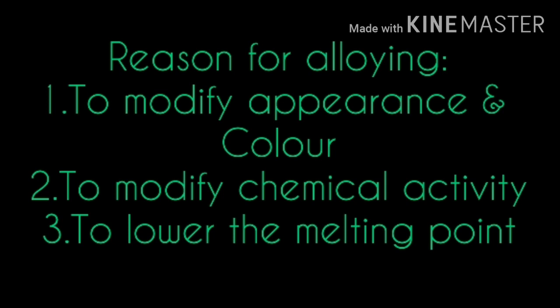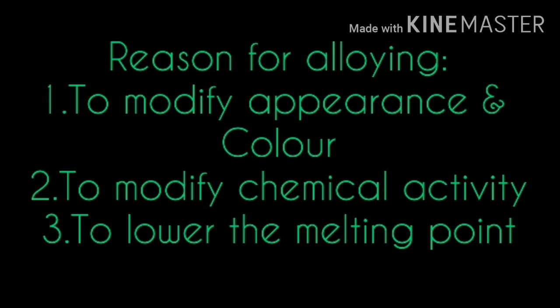That is the reason for making an alloy. Second reason is this. Then third reason is to lower the melting point. Probably metals have a very high melting point, in the order of 700 to 2000, 3000, 4000 degrees Celsius also. So if you want to lower the melting point, we have to add a particular metal to the concerned metal.